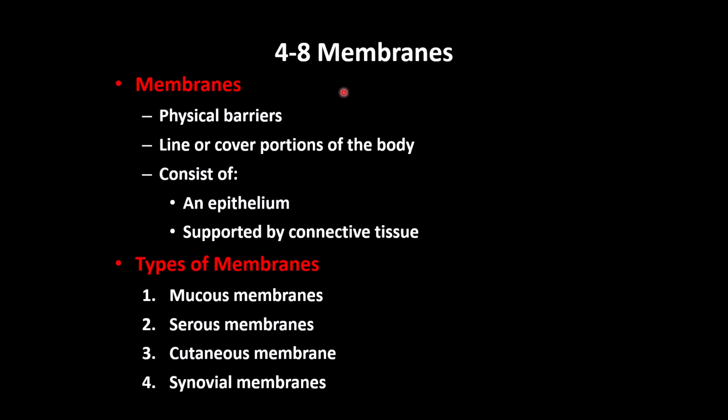Okay, membranes are a different topic. They are made of epithelial tissue and connective tissue, depending on the location. They have different functions, but mainly work as a physical barrier. There are 4 different types of membranes. One is called mucous, the second one is serous, the third one is cutaneous, and the fourth one is called synovial. So let's talk about each one separately.